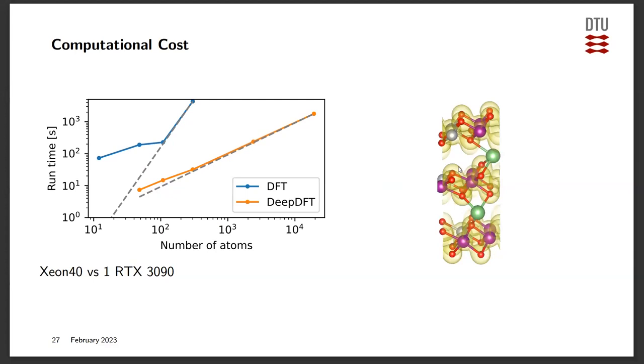So the runtime, how fast is it? This is NMC cathode material. Keep repeating the unit cell until DFT takes too long to complete. So this is the number of atoms on a log scale, and the time, and this is a cubic scaling, and this is a linear scaling.